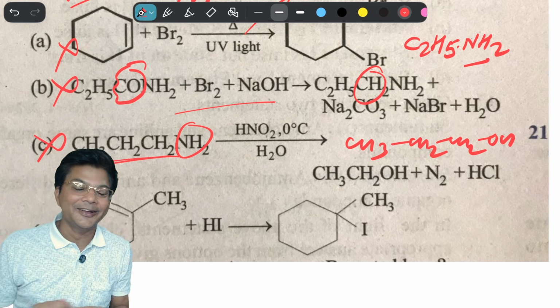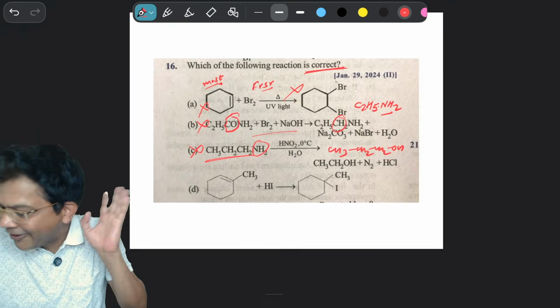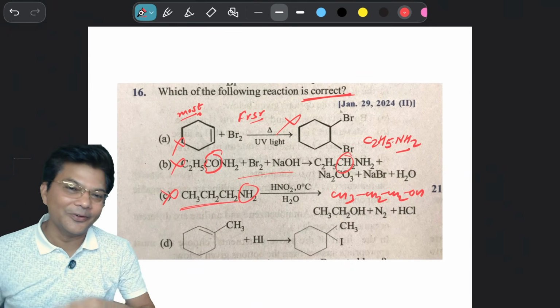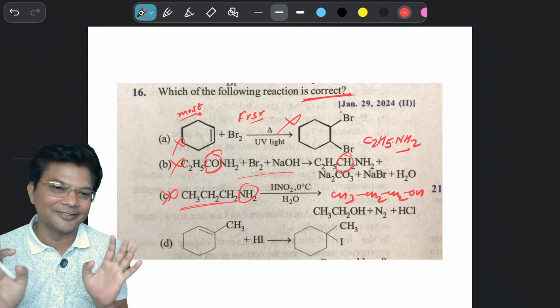Sir, what are you doing? Once all three are wrong, you got the answer now. Even I don't know whether that is right or wrong, but I have got the answer. This is the correct answer.